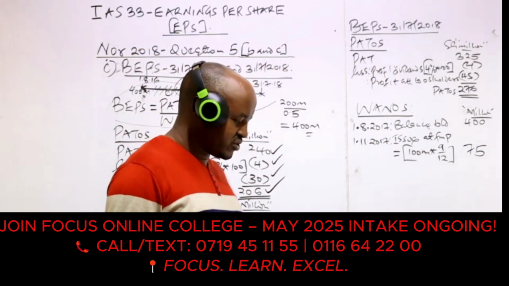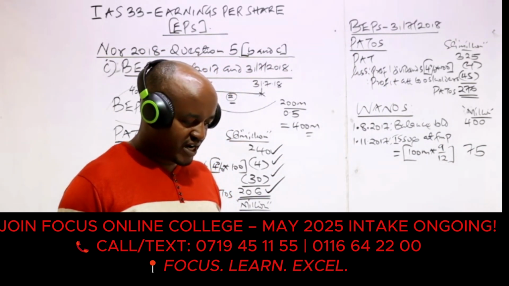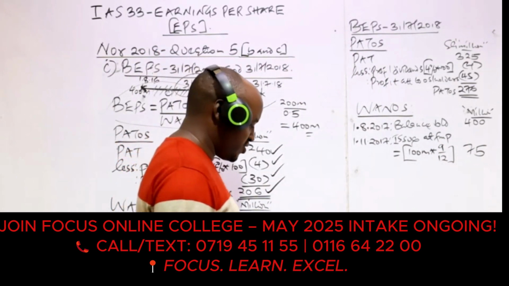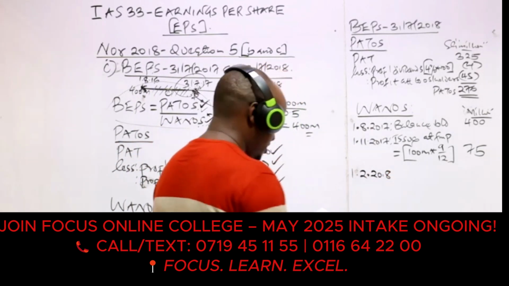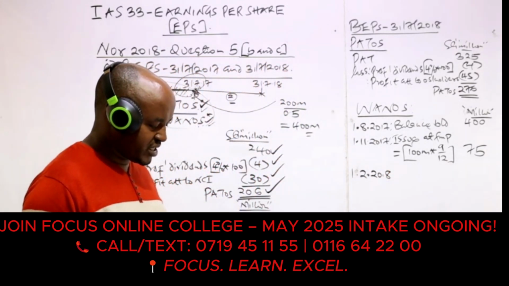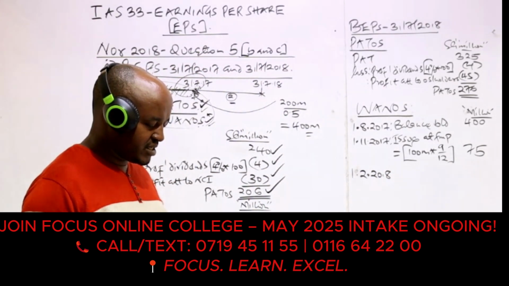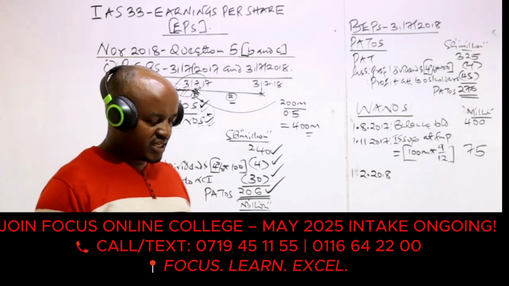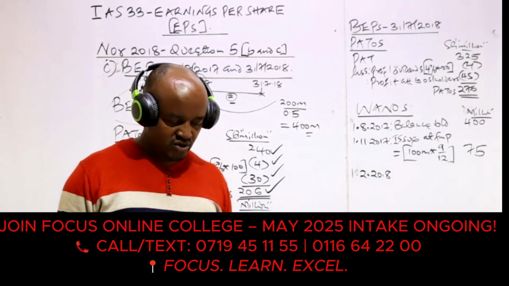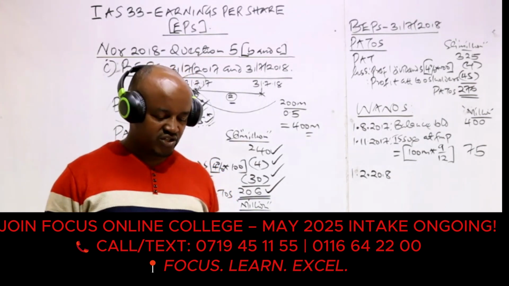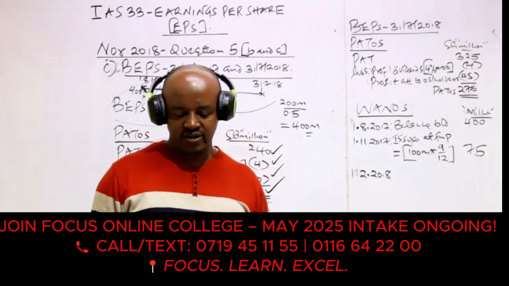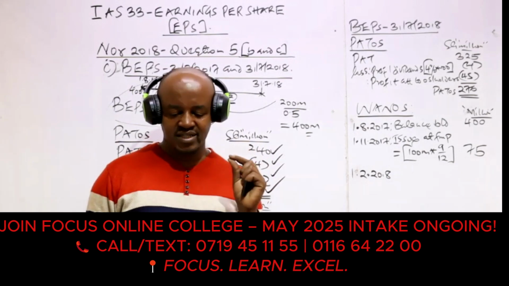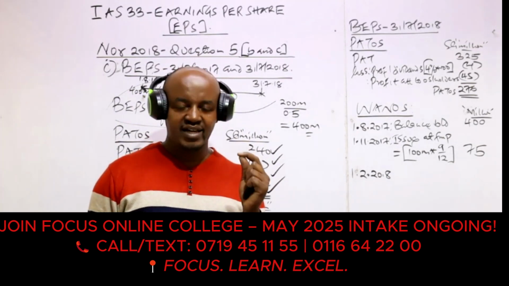Number 2, we are told 150 million ordinary shares were issued for cash to existing shareholders on 1st February of 2018. And we are told these shares were issued at a price of 1.5, which represents a discount of 25% on the traded price of 2.0 per share immediately before the right issue. So in this case, the examiner tried to trick the student because these are right issue, but the examiner did not clearly specify it is a right issue.